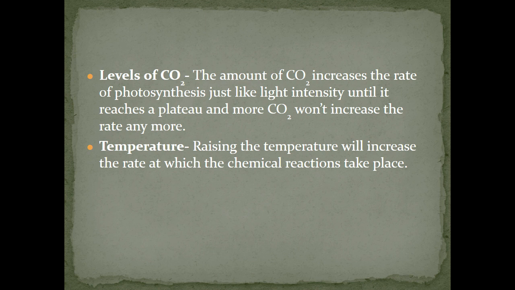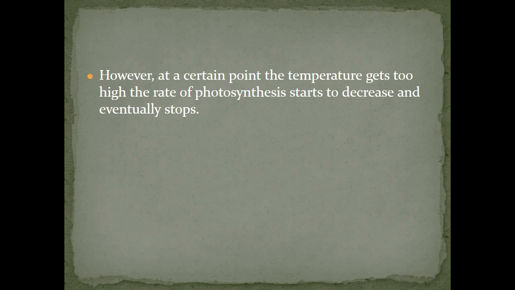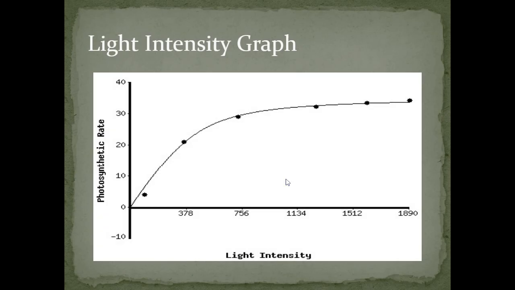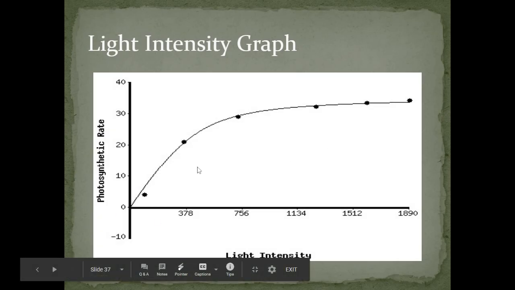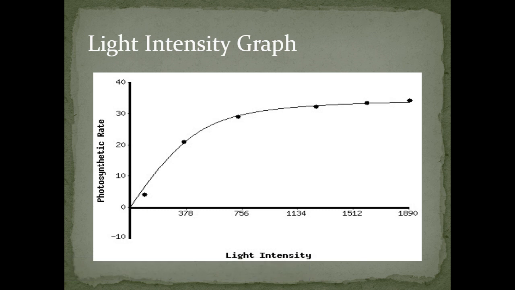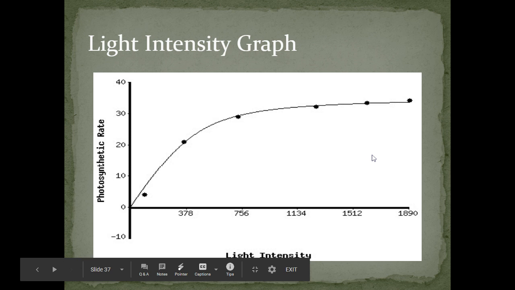Temperature: raising the temperature will increase the rate at which the chemical reaction takes place. So that's why you see plants grow faster in greenhouses. More light, more temperature, able to keep in that CO2 better. At a certain point, the temperature gets too high, and the rate of photosynthesis starts decreasing and will eventually stop. So you see your light intensity graph. You can also make a graph for your carbon and for your temperature.